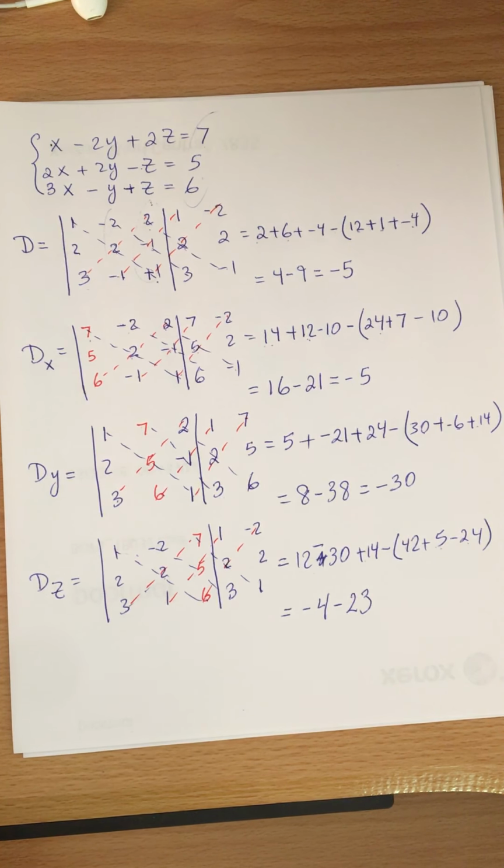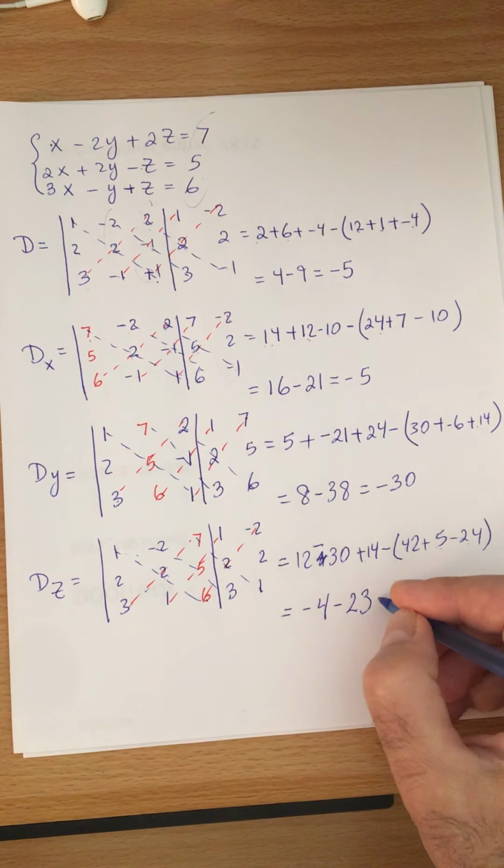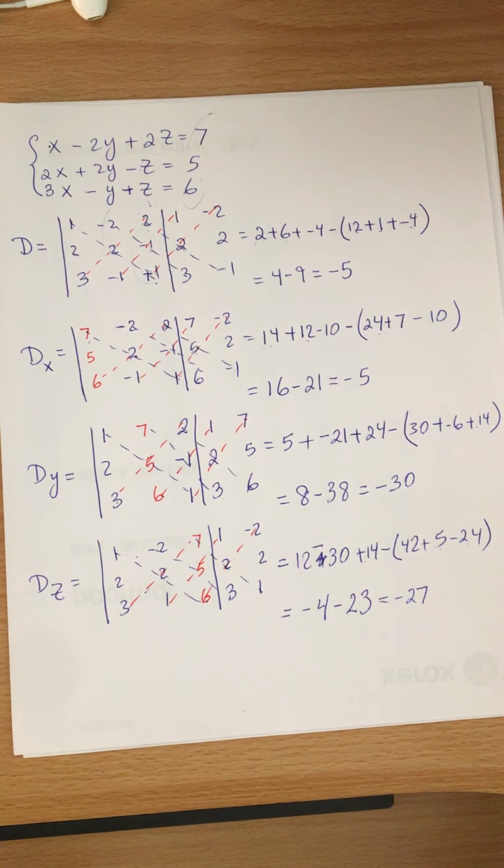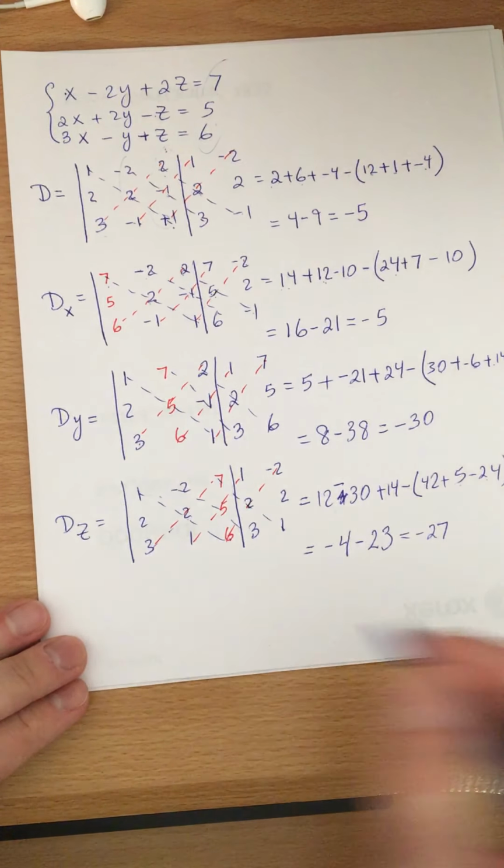Huh. That gives you negative 27. Okay. Made a mistake somewhere. But anyways, let me figure that out later.